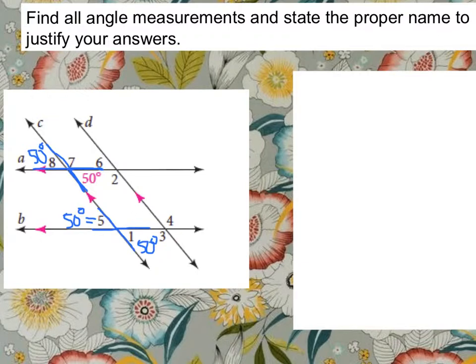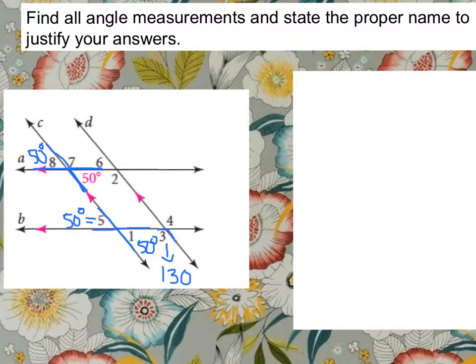And now let's go ahead and find some other angle measurements. Here we have angle 1 and angle 3 are going to be our same side interior angles. And remember, those are supplementary to each other. So angle 3 is going to equal 130 degrees, because if I combine angle 1 and angle 3, I'll get 180 degrees.